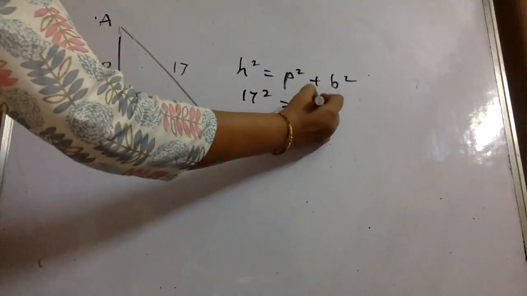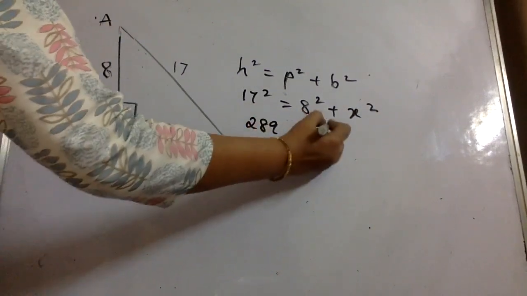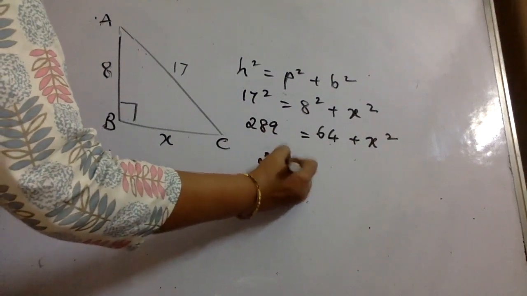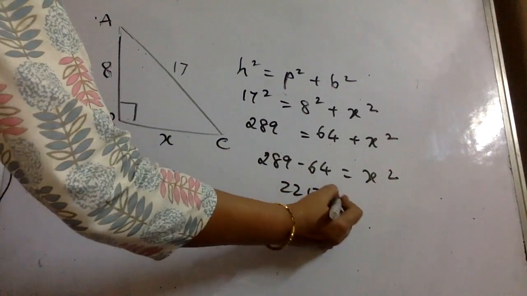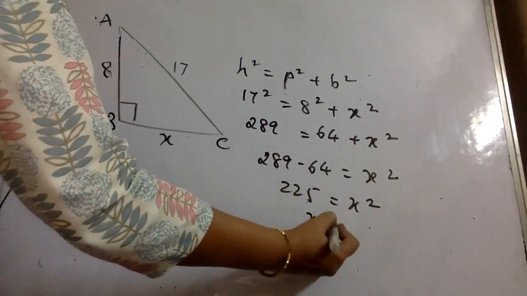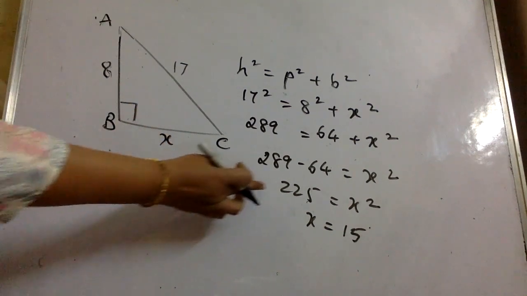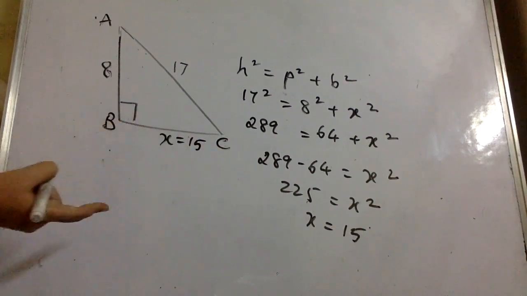So 8 square plus x square. Here is 289, here is 64, here is x square. 289 minus 64 is x square. That is 225 is x square. Okay, x is 15, we get it by the square root of 225. So we know this is 15. Now we can start with the sum.